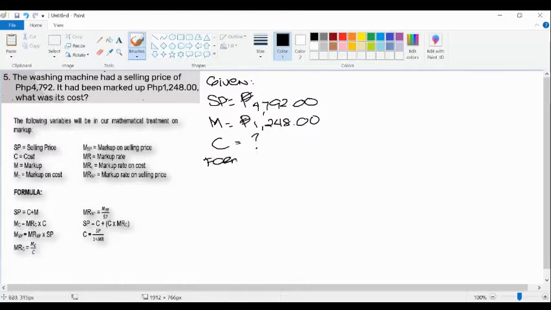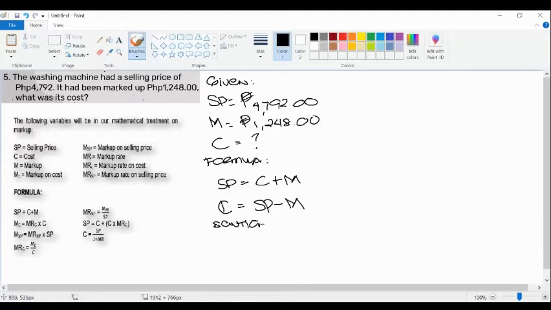So what formula are we going to use? That is selling price is equal to the cost plus markup. And from this formula, we're going to find the cost. How do we find it? We're going to transpose the value or the variable to the other side. So it will give us a formula of cost equals selling price minus your markup.